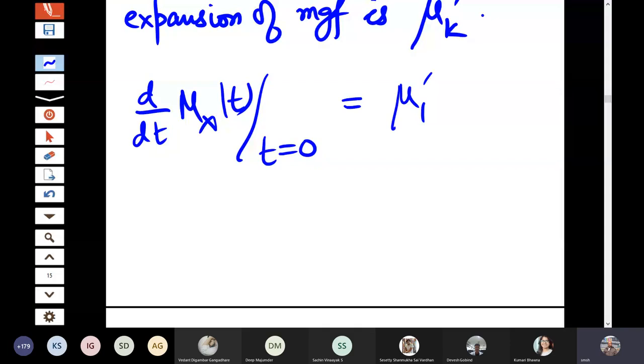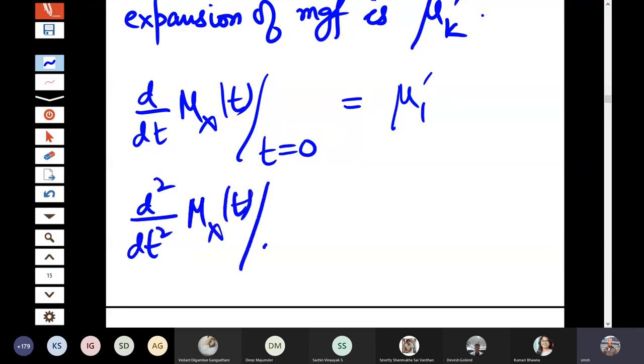Similarly, suppose I do the derivative 2 times, then what will I get? The first 2 terms will cancel. The third term, when you differentiate 2 times, I will get simply mu 2 prime. And after that, I will get terms which will involve t. So if I put t equal to 0, then those terms will vanish. So if I differentiate the moment generating function 2 times and put t equal to 0, I get mu 2 prime.